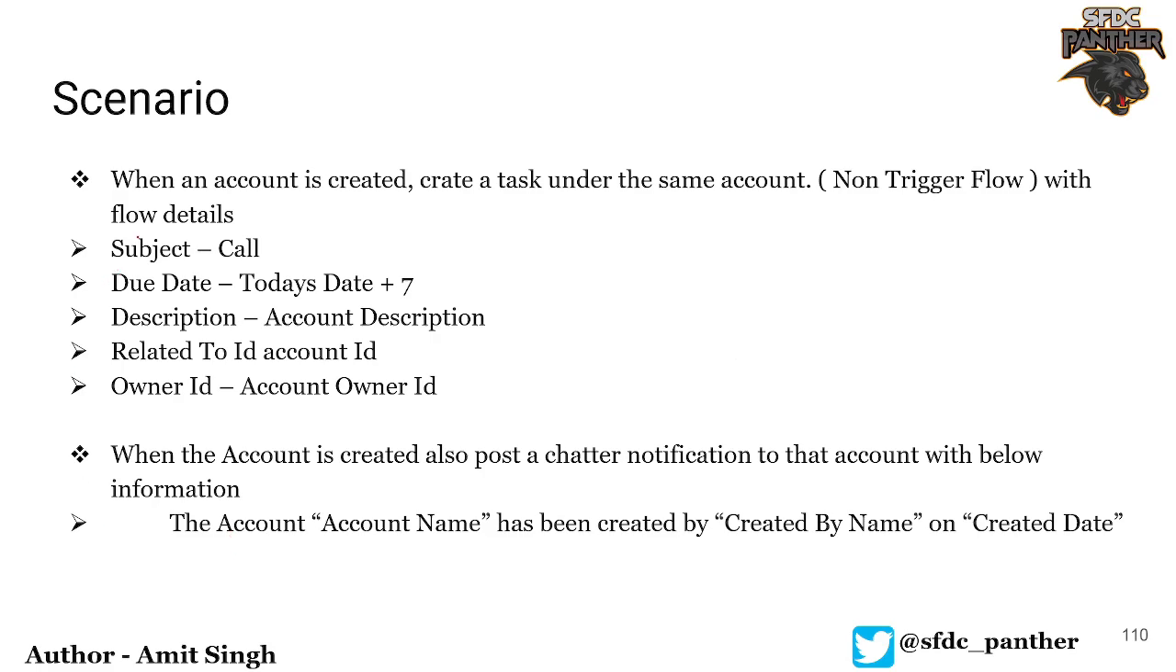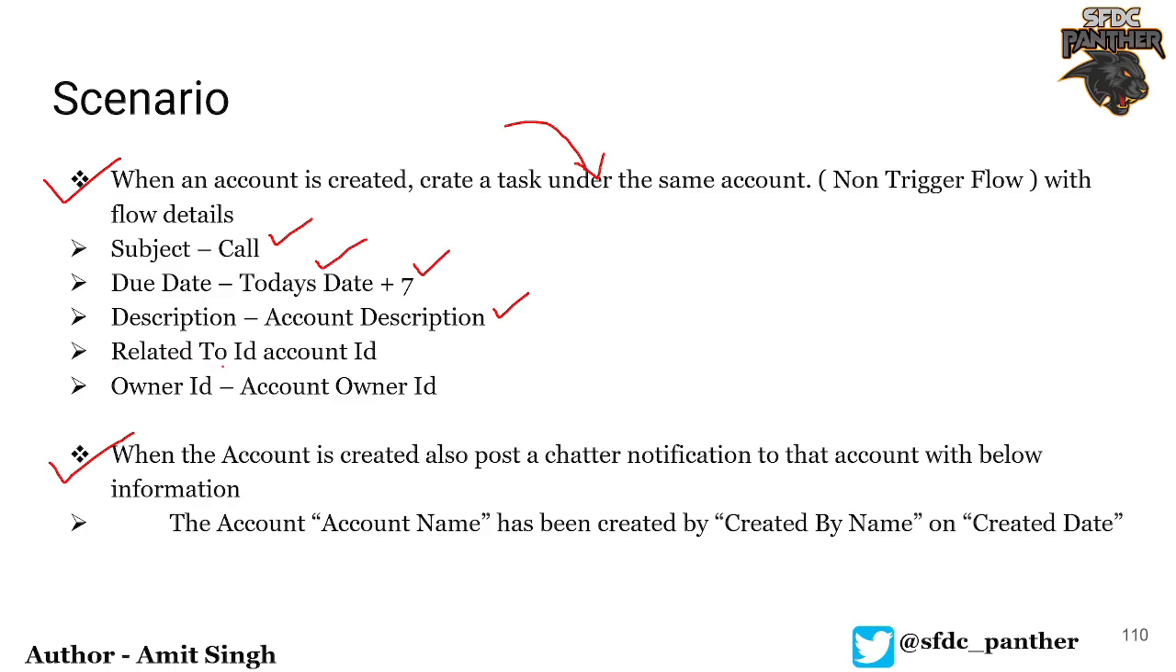Now let's talk about the scenario that we are going to implement. We are going to do two things using our autolaunched flows. One is whenever an account is created, we have to create a task under that particular account. The subject of the task is called. The due date is going to be today's date plus 7 days. The description of the task is going to be the same as the description of our account.